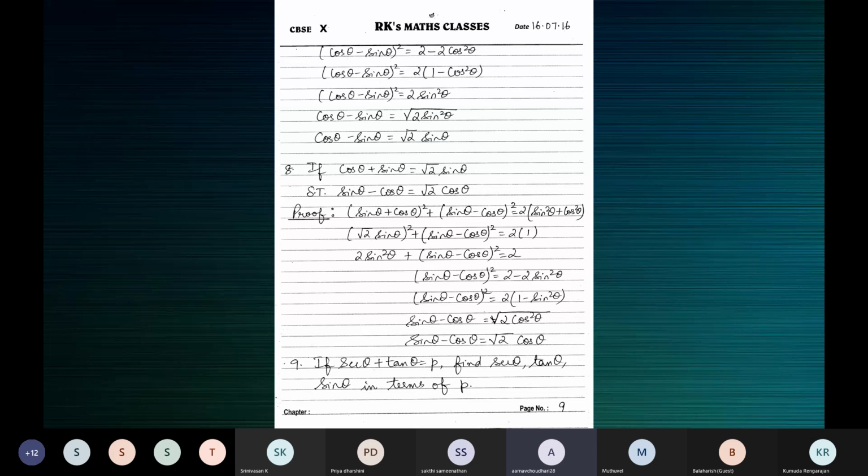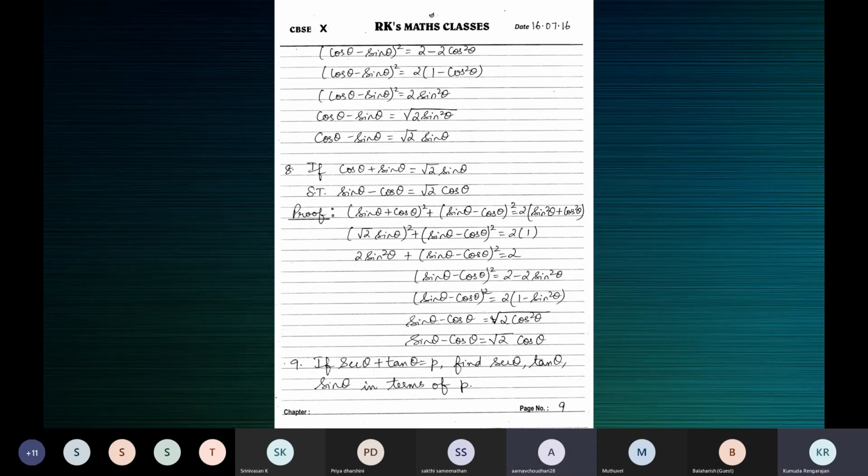Ma'am, can you repeat the question? No, I want you to proceed with secant square theta minus tan square theta is equal to 1. Take up the LHS, secant square theta minus tan square theta. How will you apply A square minus B square there? If you look at secant square theta minus tan square theta as an expression, how will you factorize it using A square minus B square? Ma'am, A minus B into A plus B, ma'am. Yeah, but what is A minus B and A plus B?